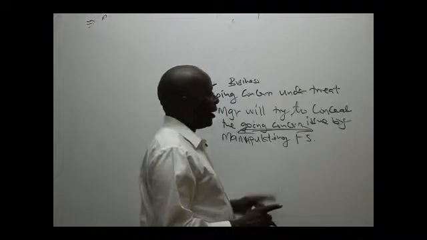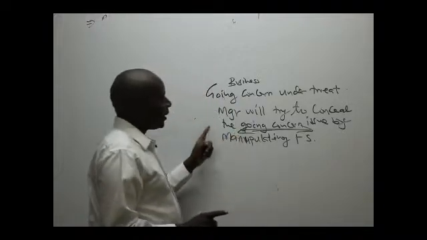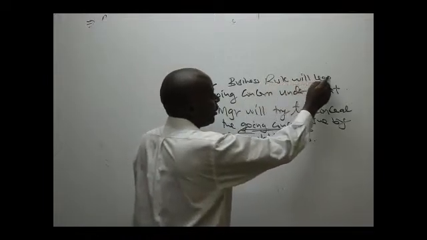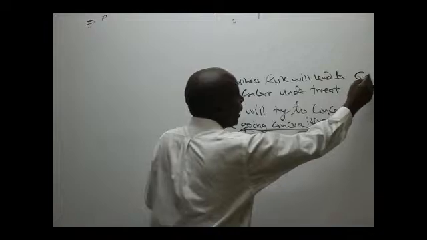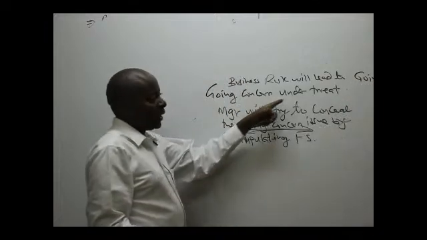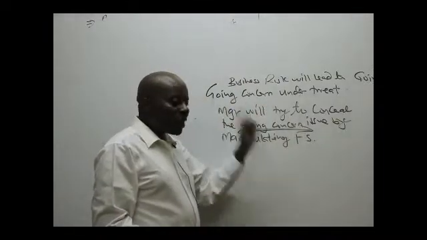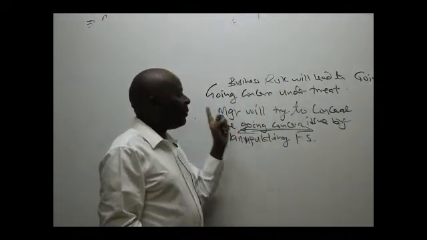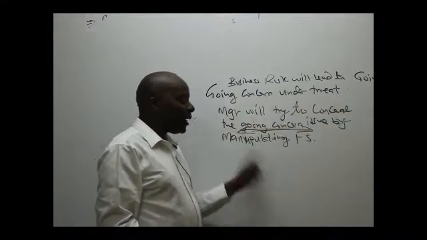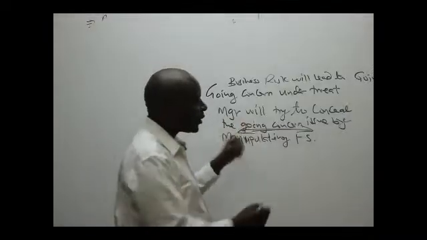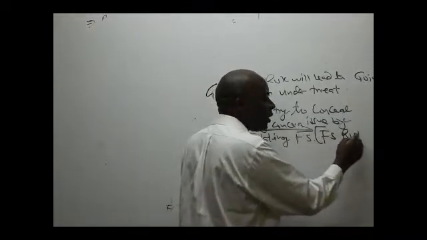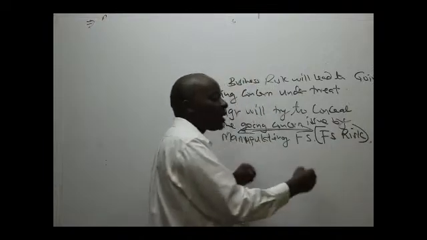All right. Now we are saying something very important here, that business risk will lead to the going concern of a company being under threat. And when the going concern of a company is under threat, the management will try to conceal that going concern issue by manipulating financial statements. Manipulation of financial statements is what we call the financial statements risk, the risk of misstatements.